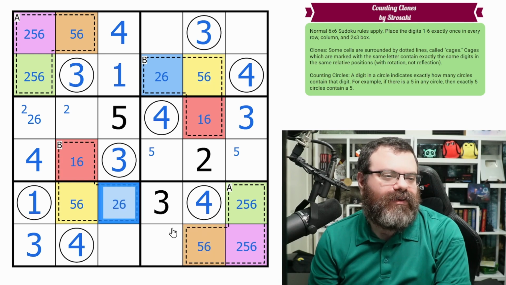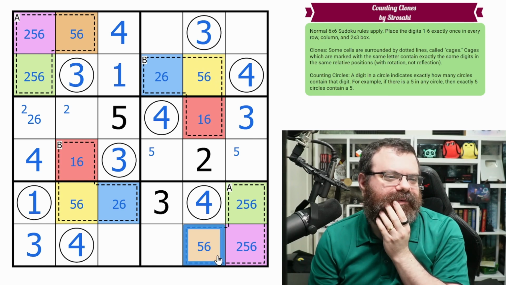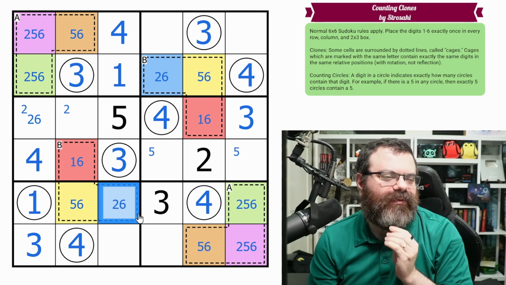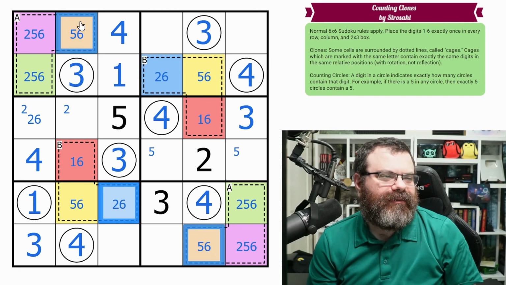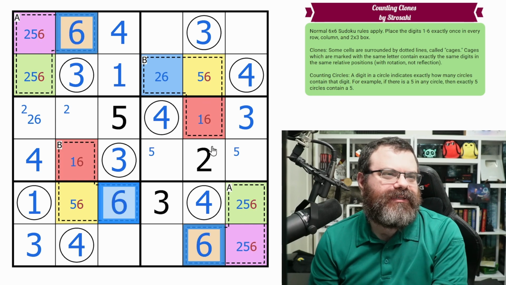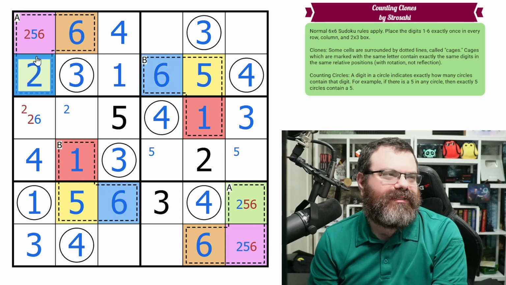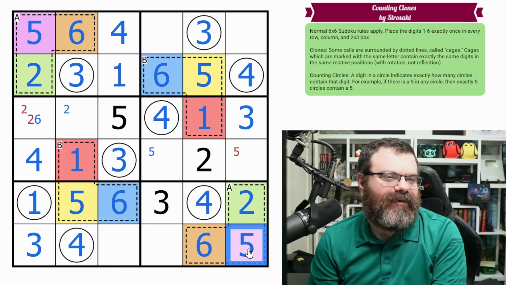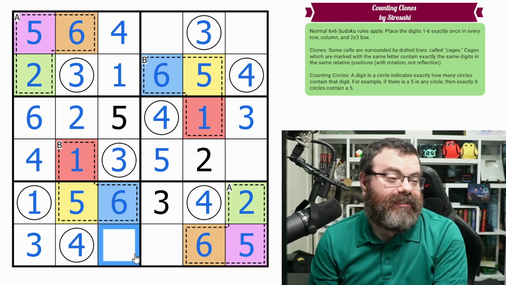Oh, interesting. That means orange has to be blue. Wait, did I do this right? We know orange and yellow are different, so orange has to be blue. So orange is actually 6. I think this will work out. Orange is actually 6. That means red is 1. Yellow is 5. Blue is 6. This is 2 and 5, making this 2 and 5. Places this 5, this 6, this 2. Yeah, this worked out. This is a 2.